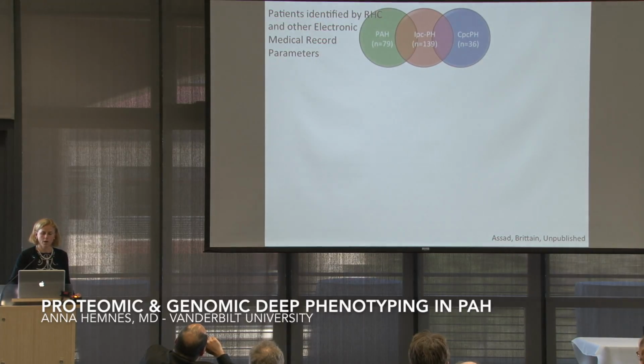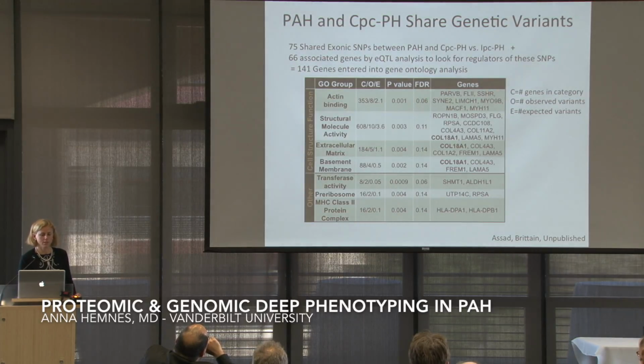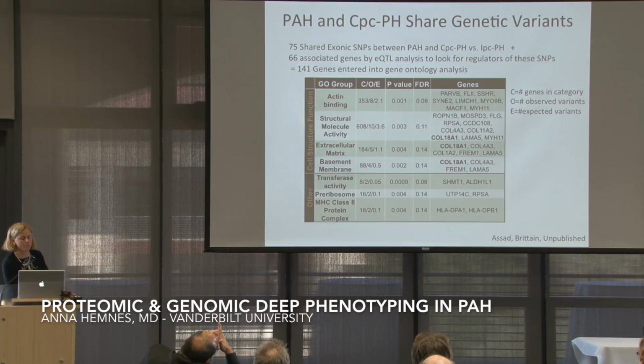So these are the cohorts, and we went on to analyze the genetic variants in them. We found that there were 75 shared exonic SNPs between PAH and CPC pulmonary hypertension, so this combined pulmonary hypertension versus the isolated postcapillary pulmonary hypertension. We also did an eQTL analysis, which looks for genes that regulate those potential SNPs, and found 66 associated genes, which gave us a total of 144 genes that were entered into our gene ontology analysis.